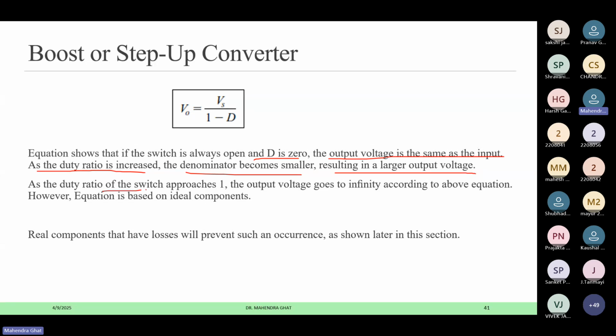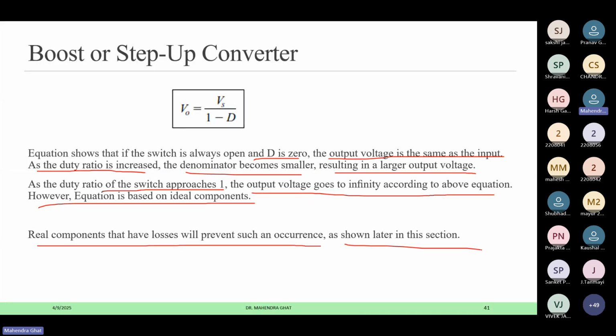As the duty ratio of the switch approaches 1, the output voltage goes to infinity according to the above equation. However, the equation is based on ideal components, as I said. So in no case will you get infinite voltage if we consider non-ideal switches or non-ideal components. Real components that have losses will prevent such an occurrence, as shown later in this section. I will show in a later section that this is not possible with non-ideal components. Clear? Boost converter.